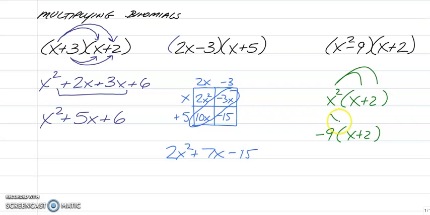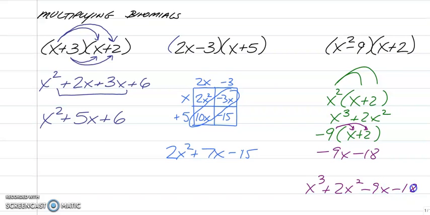So x squared times x is an x cubed. X squared times 2 is a 2x squared. And then you distribute the 9, or the negative 9. So negative 9 times x is a negative 9x. And a negative 9 times 2 is a negative 18. And then from there, what you do is combine like terms, or in this case, there aren't any, but you put it all together. So you have an x cubed plus 2x squared minus 9x minus 18.